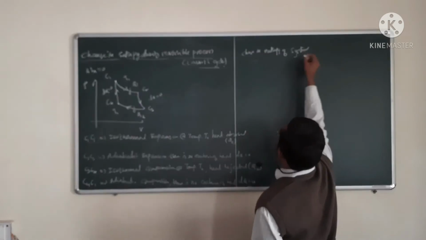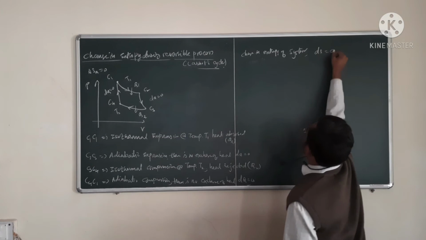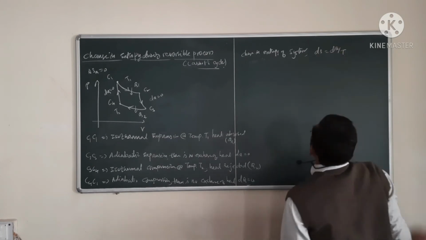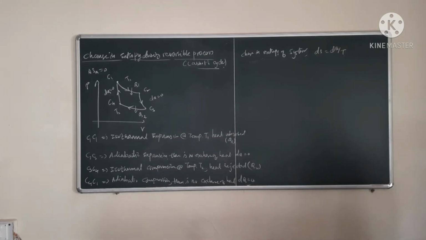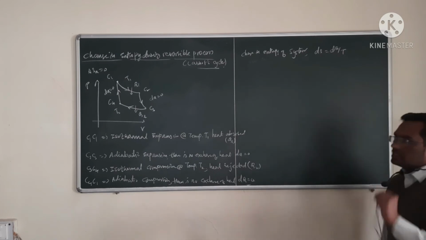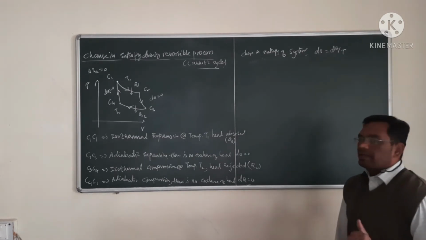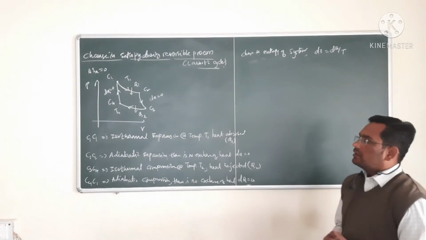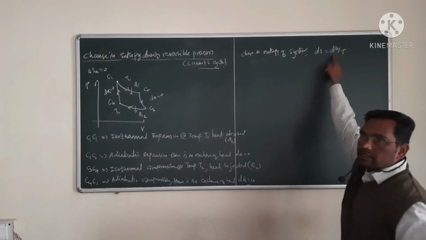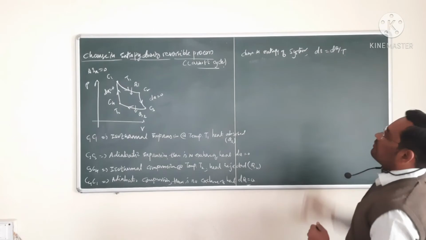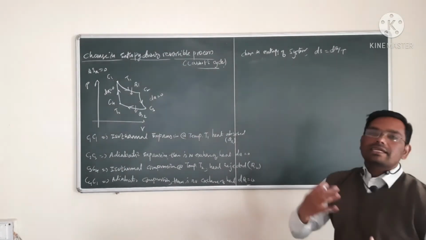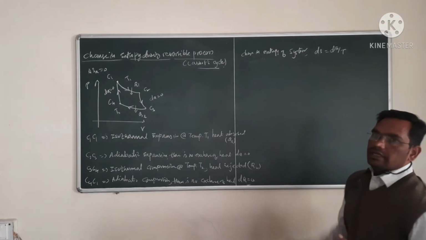For the system, we know that the equation for the change in entropy is dS equals dq upon T. Here dS is the change in entropy, dq is the amount of heat energy absorbed or rejected, and T is the temperature. If the heat energy is absorbed by the system, then we can take dq as a positive term, and if the heat energy is rejected, then we can take dq as a negative term.